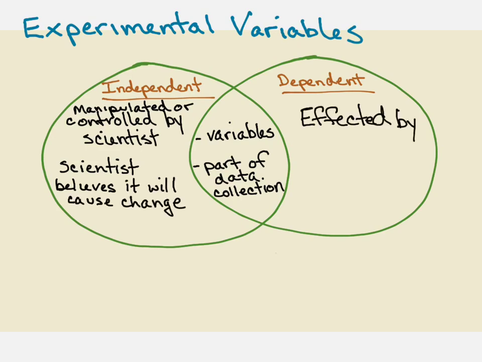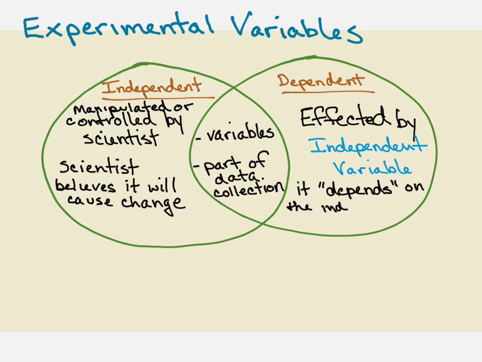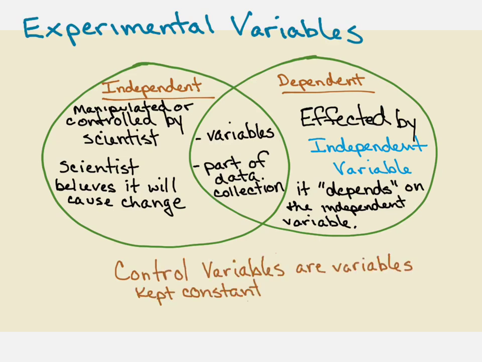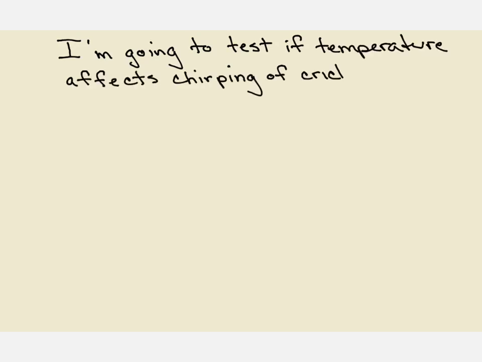So what about the dependent variable? We think it's going to be affected by this independent variable. And we think, that's why it's called dependent, we think it depends on the independent variable. All right, there you go. So, as we already said, control variables are variables that are kept constant throughout the experiment. They never change.